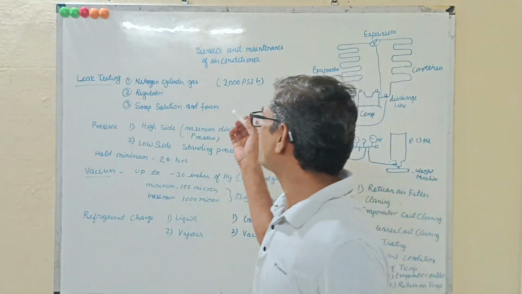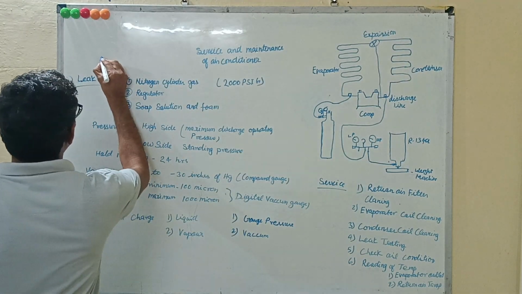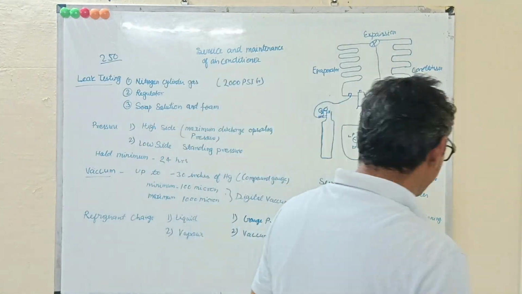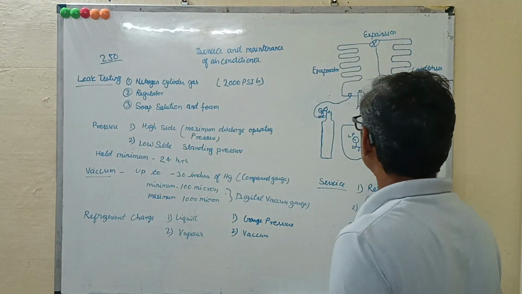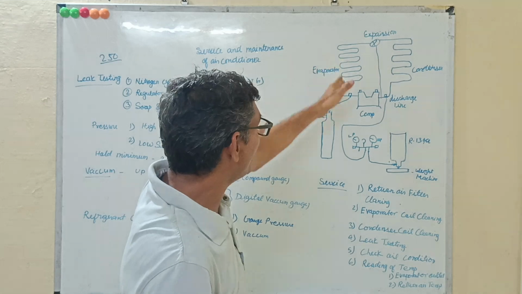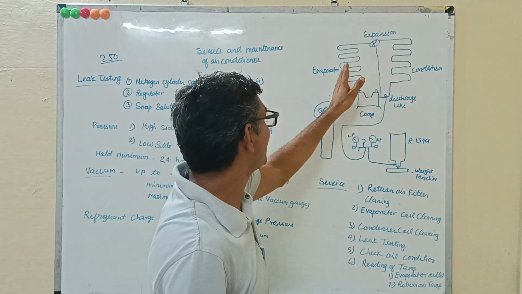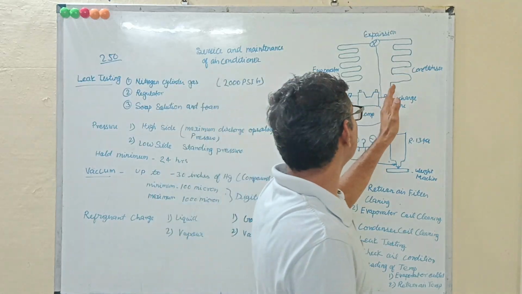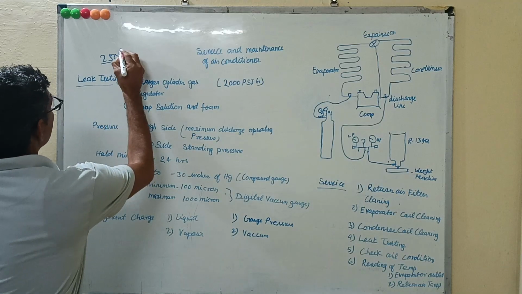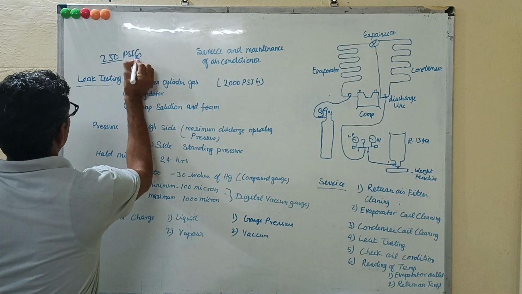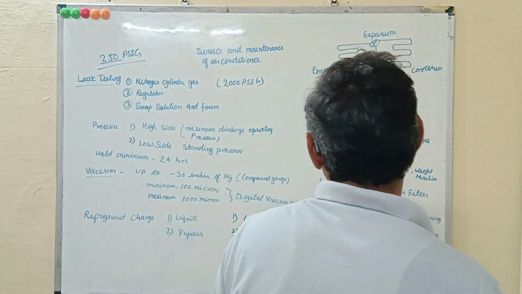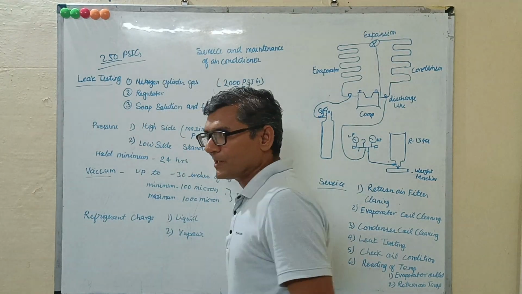On the high side, suppose it is R134a, then we can give 250 psi, because that is the maximum operating condition for the discharge side of an air cooled condenser. There are two sides here, high side and low side. From the evaporator TXV, after the TXV through to the suction line, is called the low side, and from the discharge side to the liquid line is called the high side. On the high side we can give 250 psi, no problem, the maximum operating discharge pressure, as nitrogen pressure.